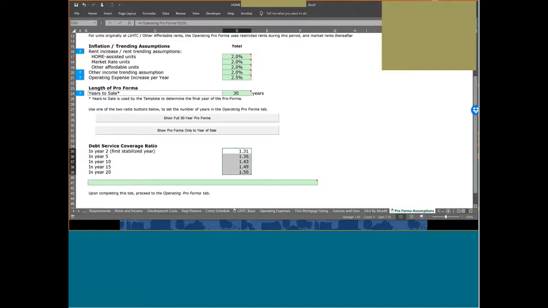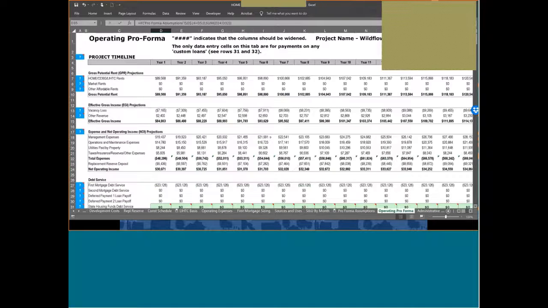It's important to look at this because, as we explained at the beginning, your job is not just to ensure that you've got the right amount of HOME money in your development pro forma, but to ensure that the property is reasonably likely to be viable for the period of affordability. So let's look at what that looks like on the operating pro forma page.